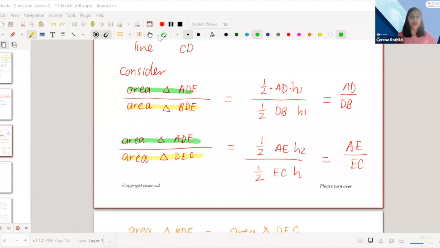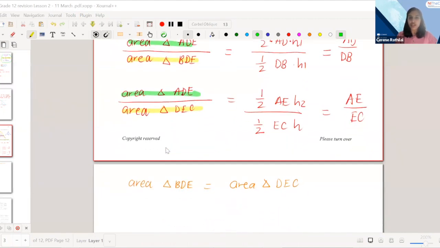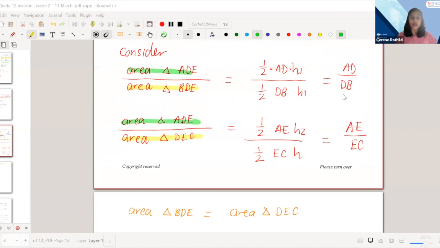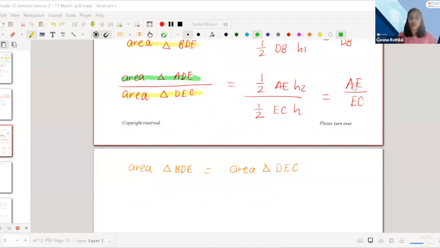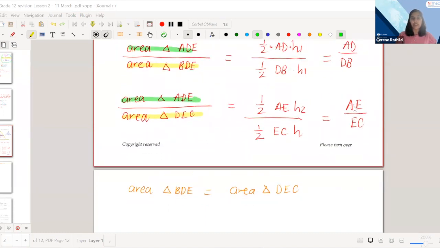I see in the chat box that the person who initially said it was a bit too fast understands clearly now. I'm glad I was able to clear that up. So clearly, this first fraction is equal to the second fraction based on the explanation we had just gone through. And so what does that then mean? It means that AD over DB is equal to AE over EC, right? So let's write that down.